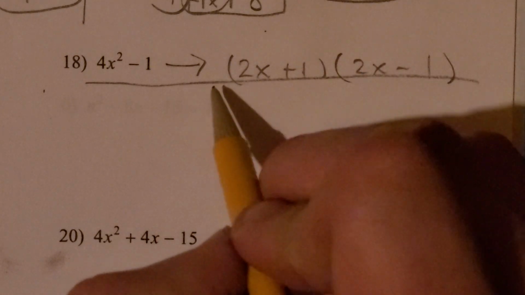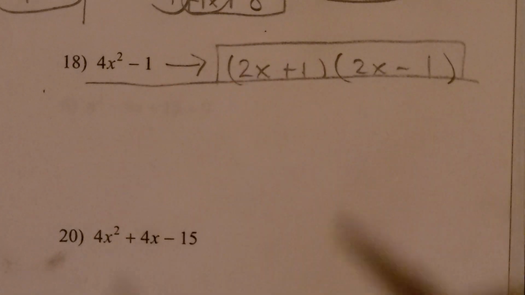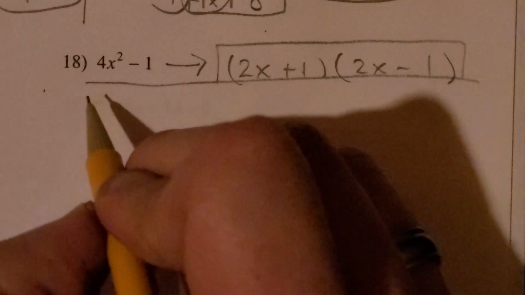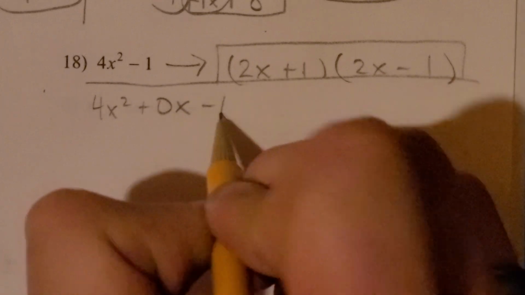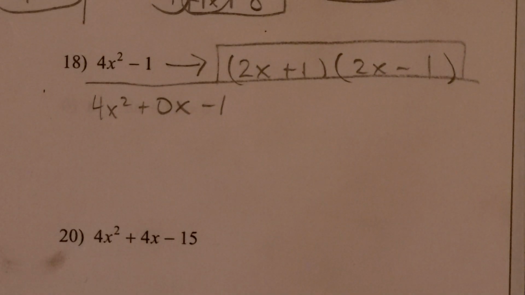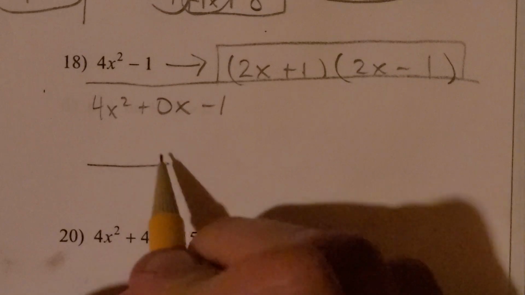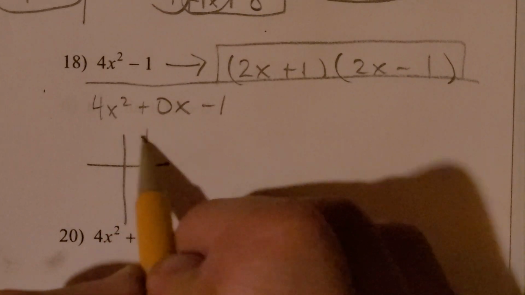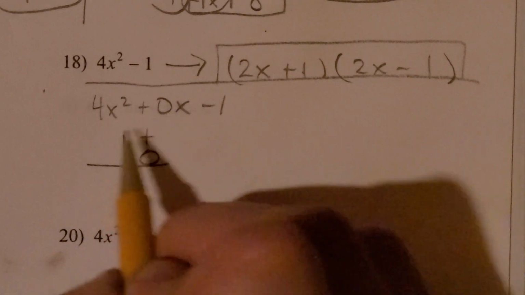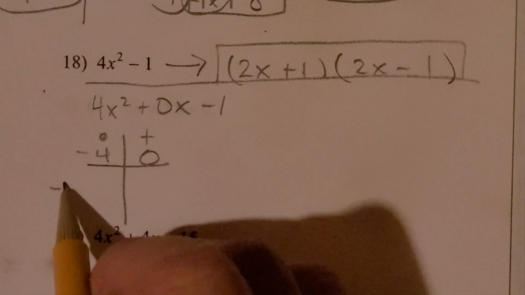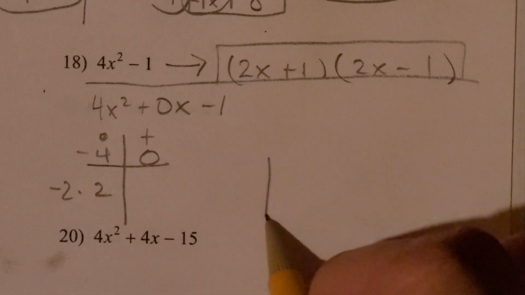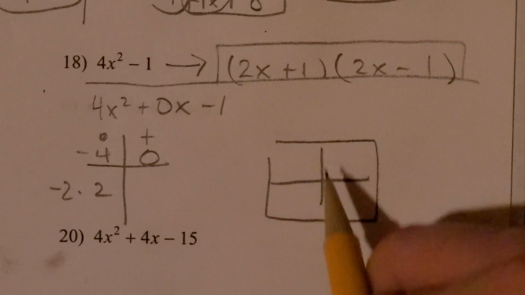If you did not remember that this was a special case, you could have said, well, this is the same thing as 4x squared plus 0x minus 1. 0x in the middle. Then I'm going to do the same thing. T-chart. Add to 0, multiply to negative 4. That is a negative 2 and a positive 2. And then I would do the box.